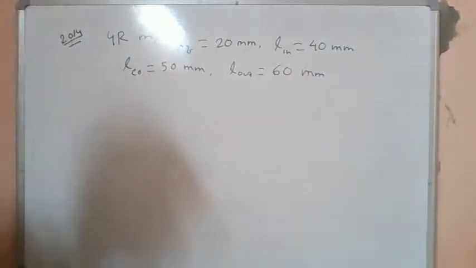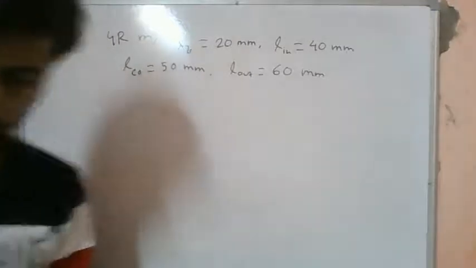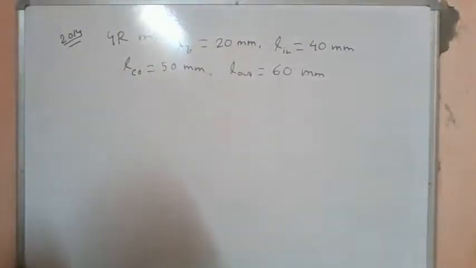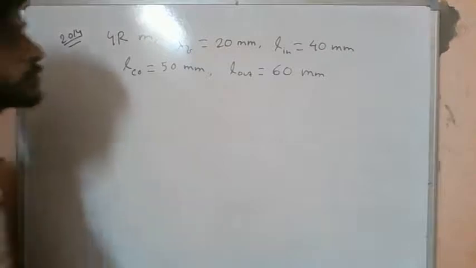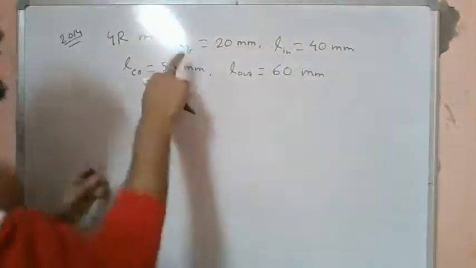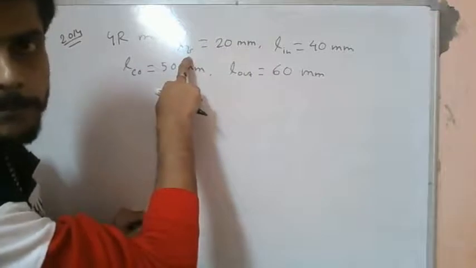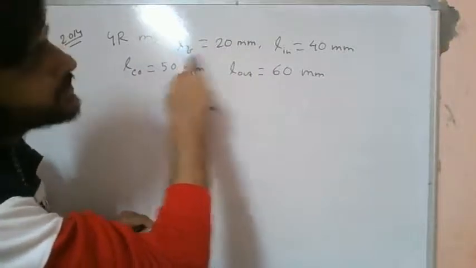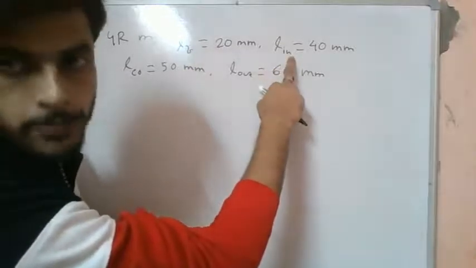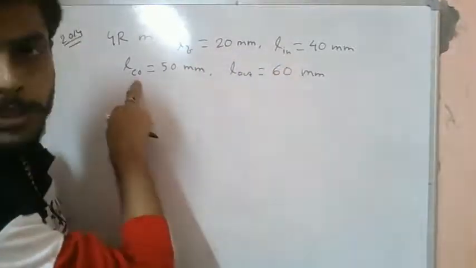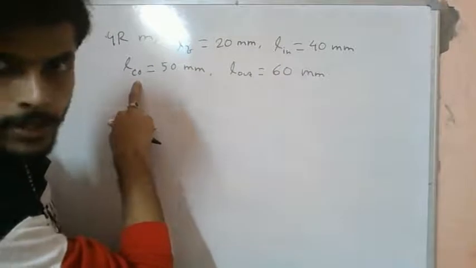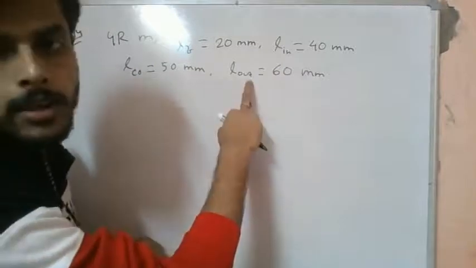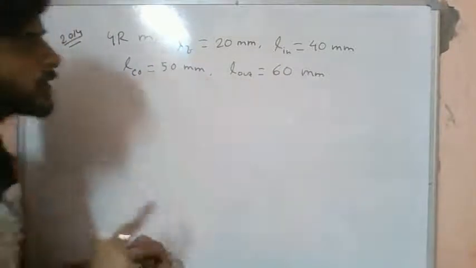We are required to find out how many links will perform rotations. What are the meanings of these? LF implies the fixed link. LIN implies the input link. LCO implies the link length of the coupler, and LOUT implies the output link. So let's draw this mechanism.